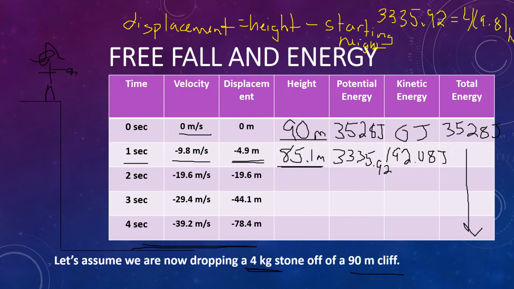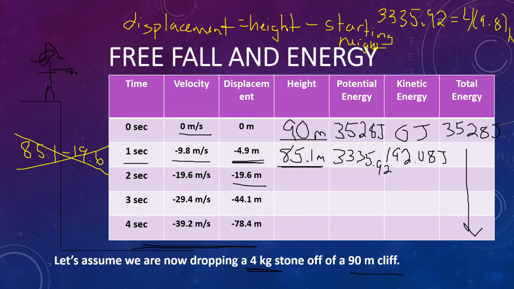Because I know what you're going to do. You're going to be like, oh, well, that's easy. You just keep subtracting the displacements. And I know that some ill-fated physics student is going to say, oh, to get the height for the next one, I'm going to do 85.1 and then I'm just going to minus 19.6 because that's the displacement. And I want you to know, if you do that, it is wrong.